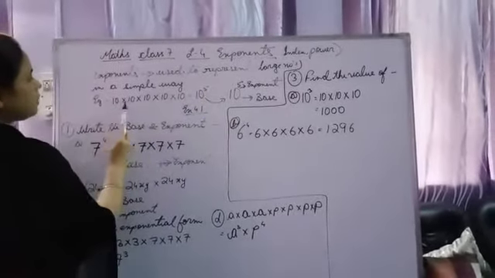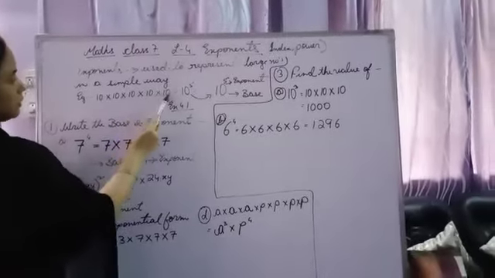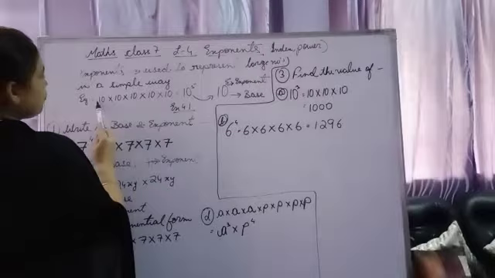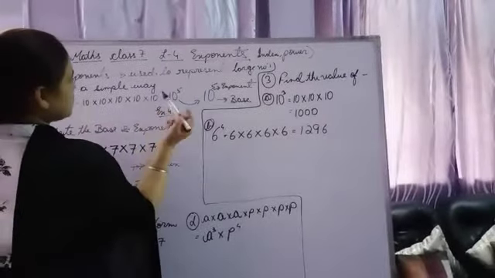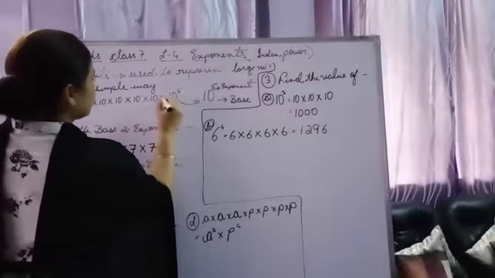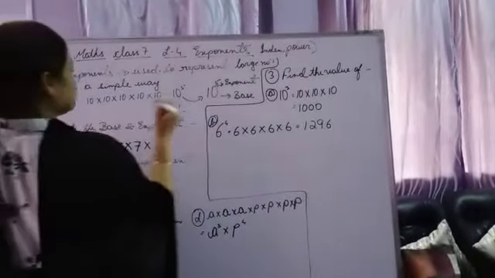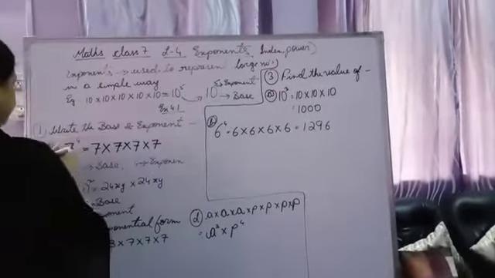Now suppose we have a large number here, 10 into 10 into 10 into 10 into 10. 1, 2, 3, 4, 5. So instead of writing this big number like this, we can write it as 10 to the power 5.